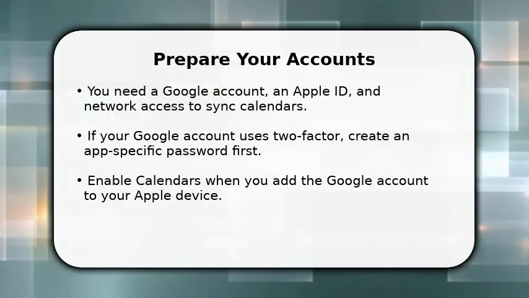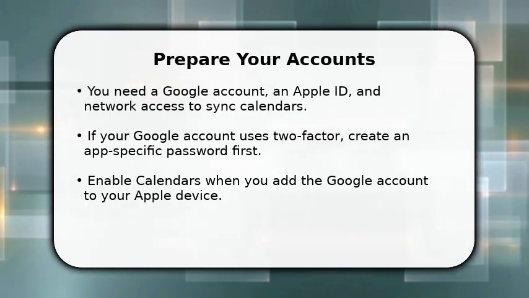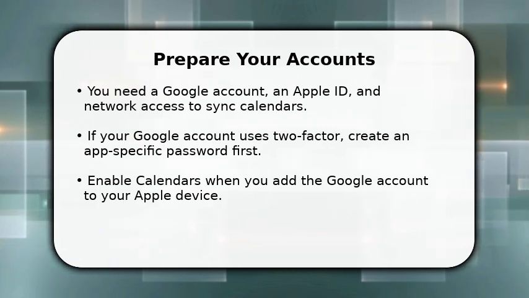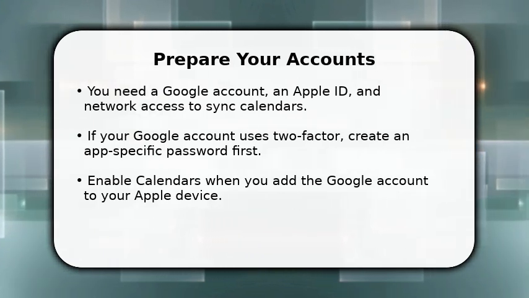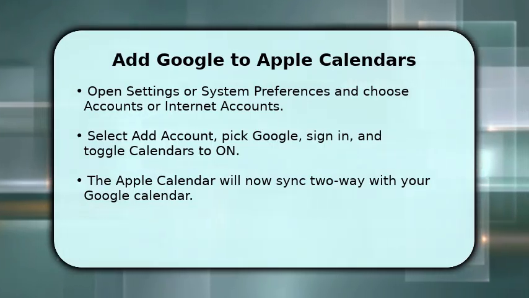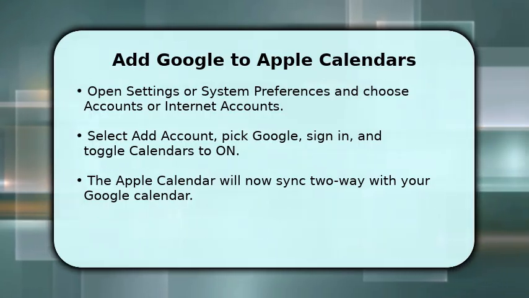On macOS or iOS, you will enable calendars when adding the Google account. Make sure you know your Google email and password, or the app-specific password, to allow two-way synchronization. On iOS, open Settings and tap Calendar, then Accounts, then Add Account. On macOS, open System Preferences, choose Internet Accounts, then click Add Account.